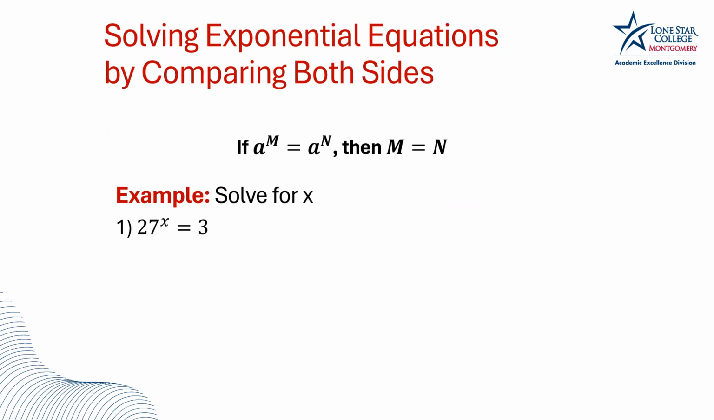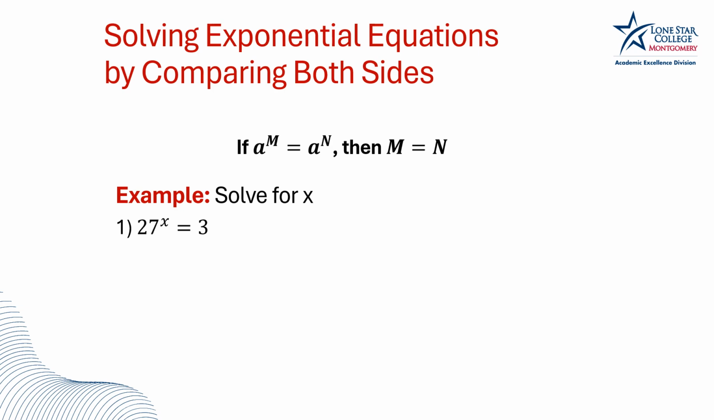Now we move on to solving exponential functions. In order to solve an exponential equation, we can compare both sides. What that means is that in order for them to be solved, the left side and the right side need to have the same base. So if we have a to the m equals a to the n, then m equals n. If we take that logic, let's solve an example here.